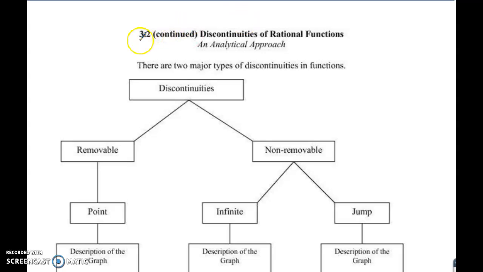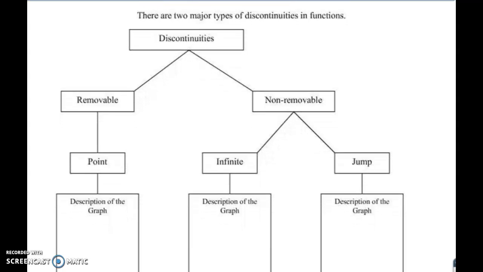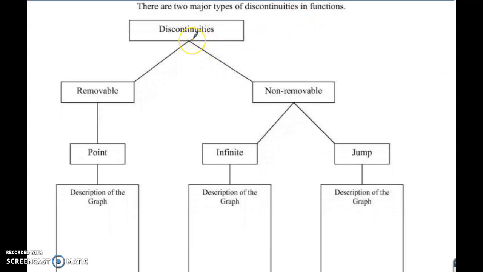So we're continuing on with 3.2 with discontinuities, and just a few reminders on how we phrase this. What we first look for with the discontinuities is our restricted values. As a reminder, that's setting the denominator equal to 0. Now we have two different kinds: removable versus non-removable.